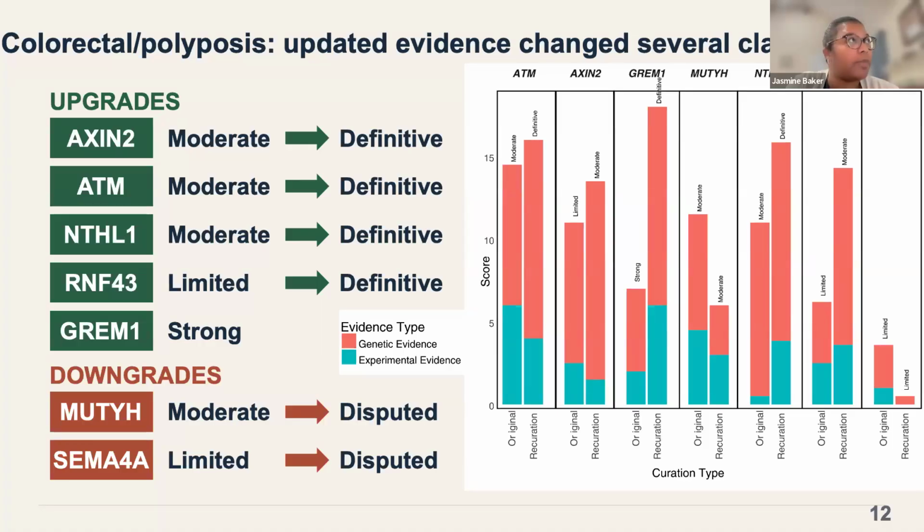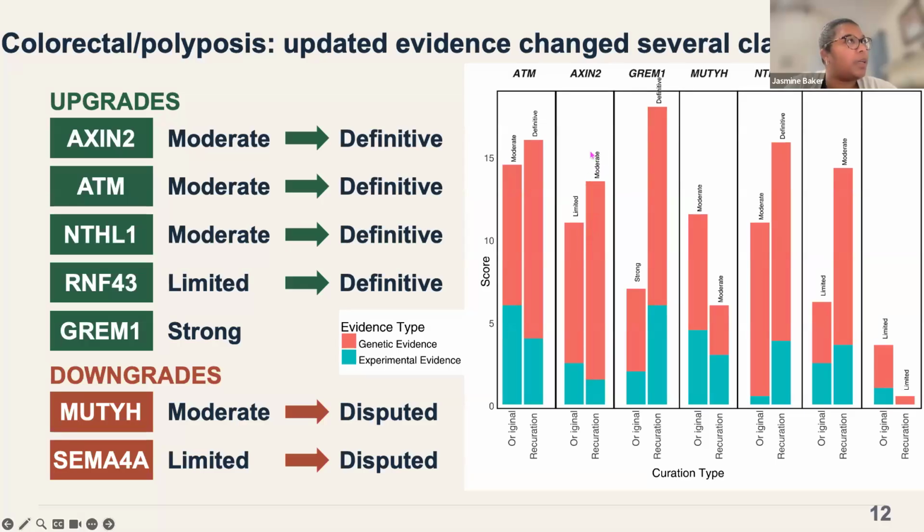So just going from left to right, for Axon 2, we went from moderate to definitive. And you can see on Axon 2, originally we were limited. So we had experimental evidence and then we had a lot more genetic evidence. But you can see that here for Axon 2, some of that experimental evidence, the bar is lower, but that is because that experimental evidence was refuted and not proven to still be valid. But there also was an increase in the amount of genetic evidence.